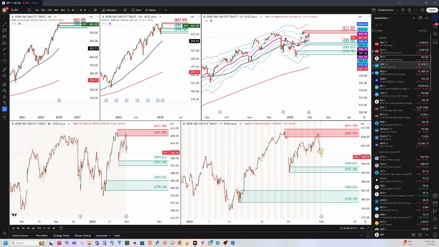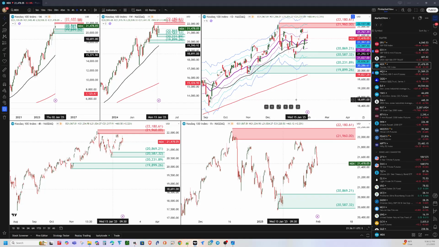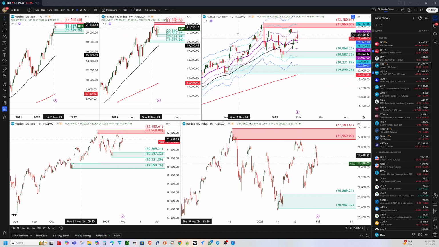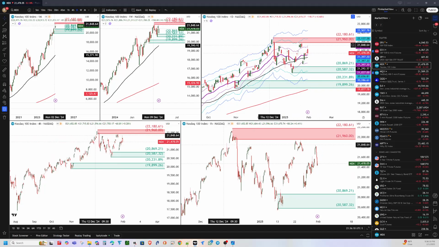Let's look at the Nasdaq. Nasdaq cash index, same thing. We have a massive uptrend on the monthly, a massive uptrend on the weekly, and then a daily time frame uptrend. But if you closely observe the Nasdaq cash index, the last 4 weeks have been a choppy market between the 20,000 area and the 22,000 area.